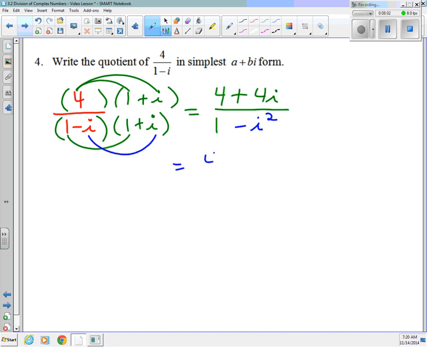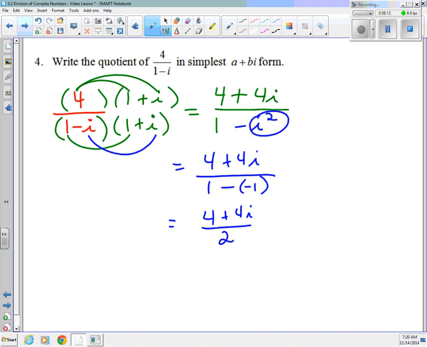So now I have 4 plus 4i over 1 minus, and i squared again is negative 1. So this is going to become 4 plus 4i over 2. And again, we can divide 4 divided by 2 plus 4i divided by 2. And I get 2 plus 2i.